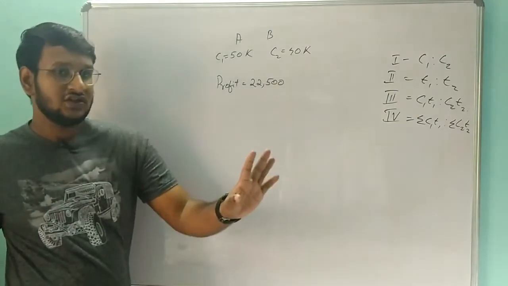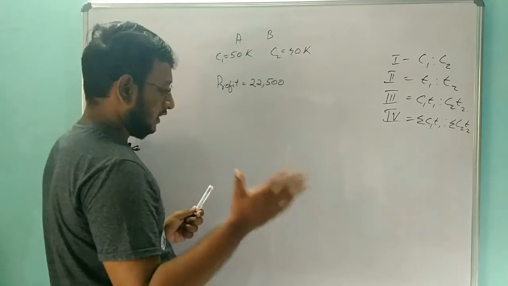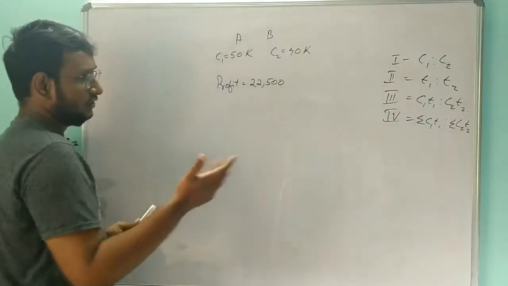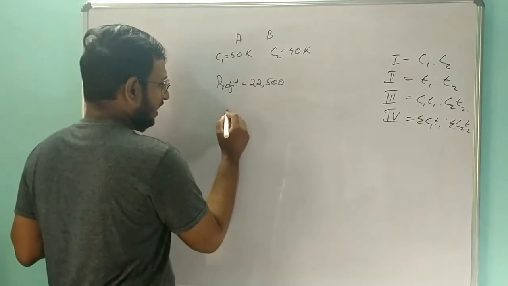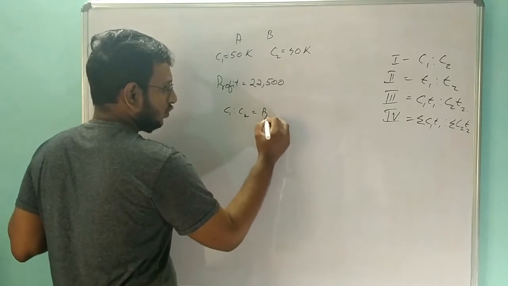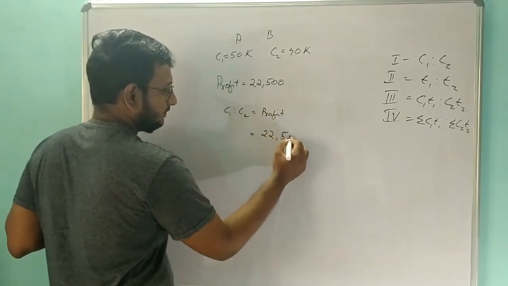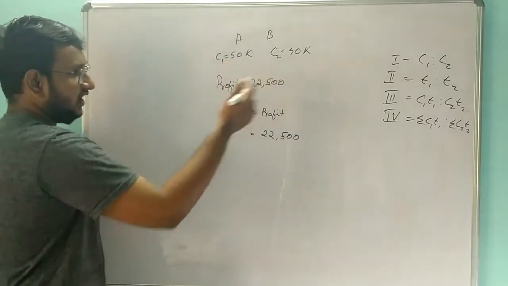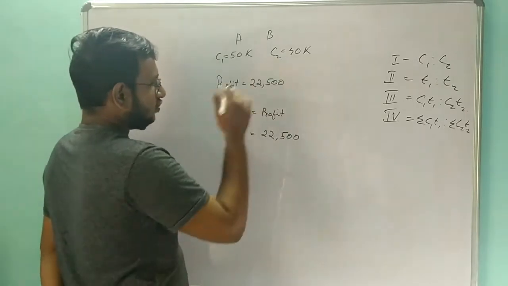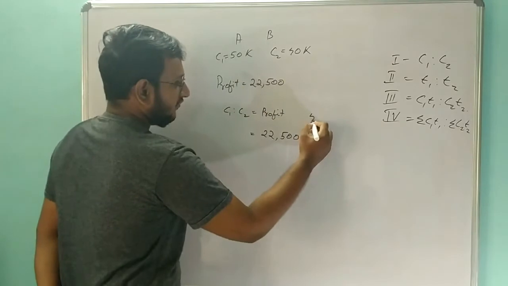Okay, so we know the profit. In order to find the profit share, we need to use this formula, that is C1 is to C2. So C1 is to C2 will give us the ratio of the total profit, right? So the total profit is 22,500. Okay, and we are having 50k and 40k respectively. So what is the ratio of C1 and C2?